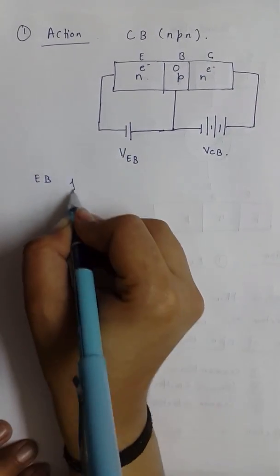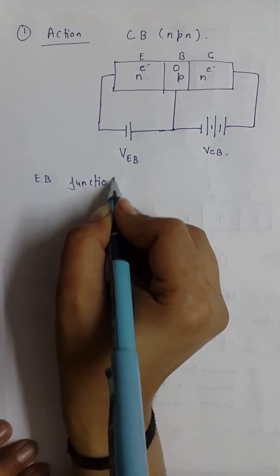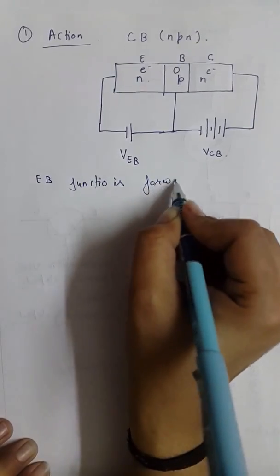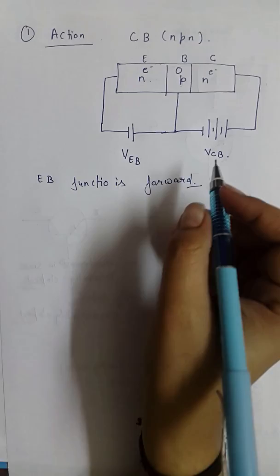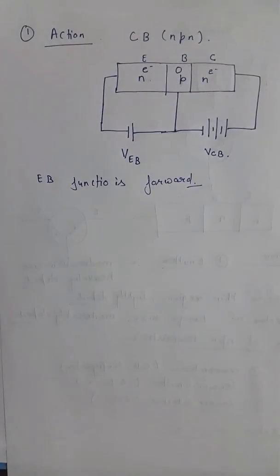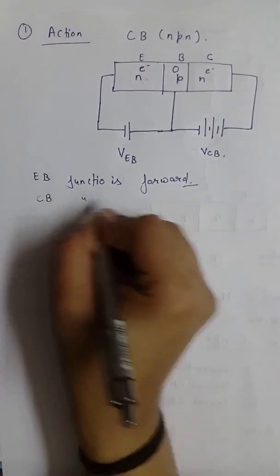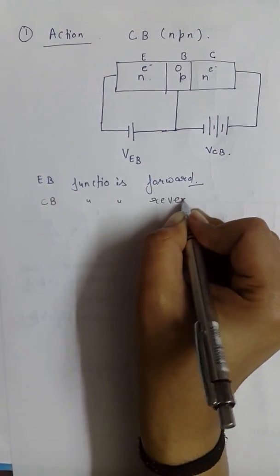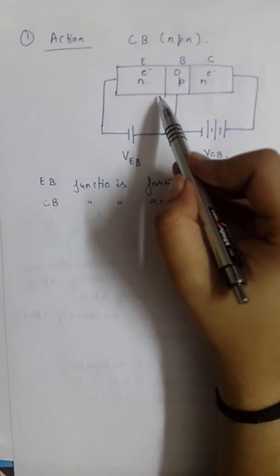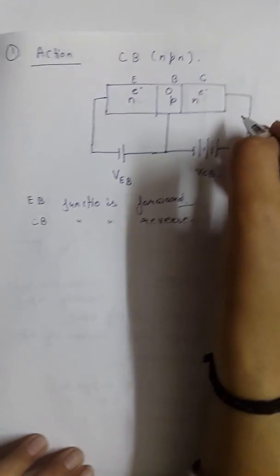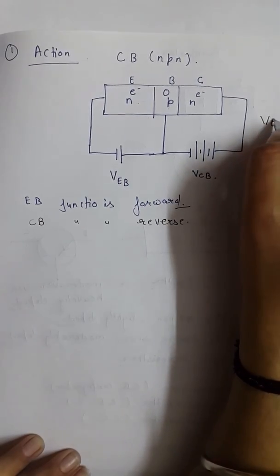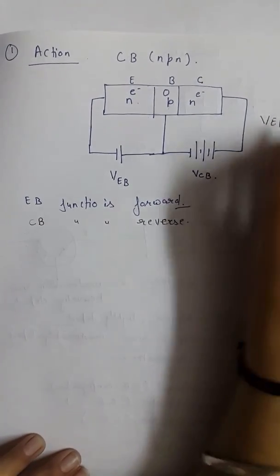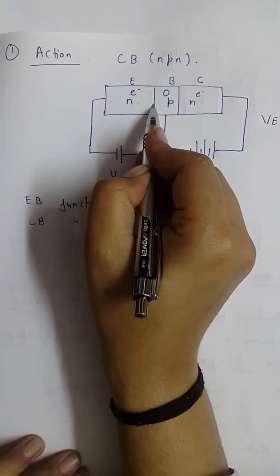Okay. Now, as soon as you connect the battery, this emitter-base junction is forward biased, and my collector-base junction is reverse biased. Now, if this is forward biased, as soon as I start increasing my VEB, as VEB increases, we will cross the potential barrier over here.